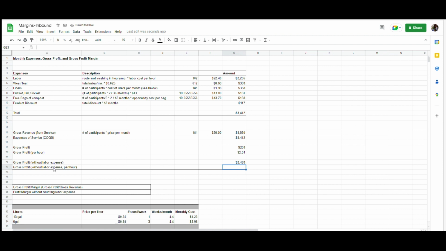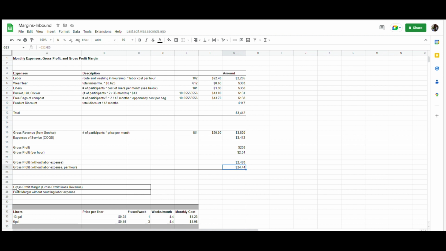And again, we take that same number, we want to see what it is per hour, so that's G22, and we divide it by, what was the labor? It was in cell E5. Okay, so now that doesn't look so bad. May not be great, but it's not so bad.